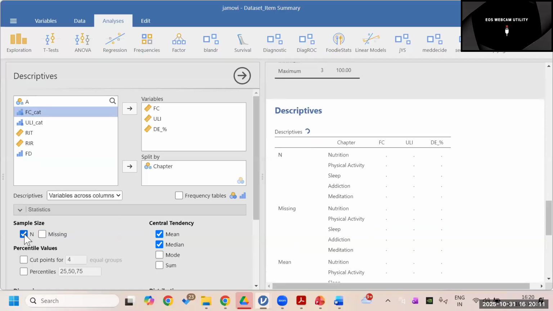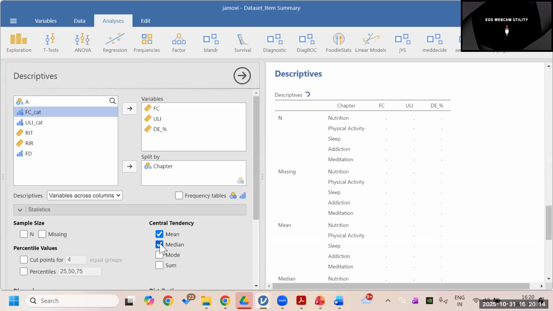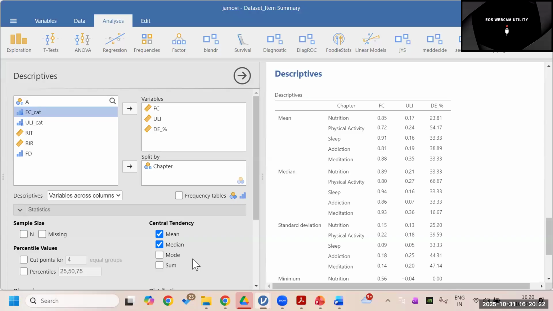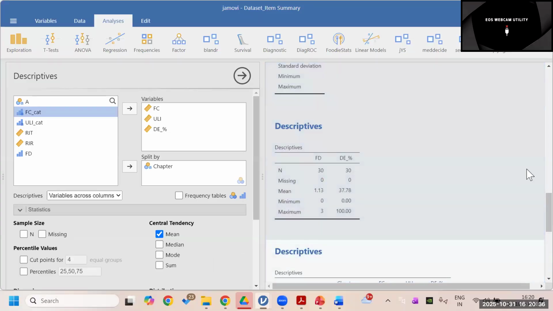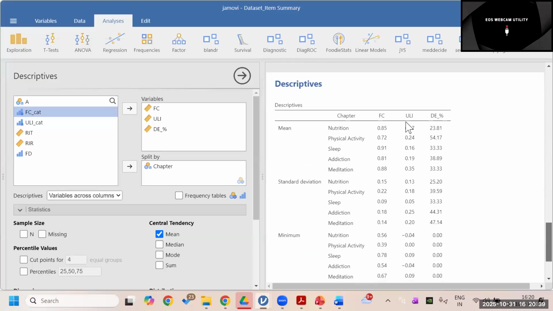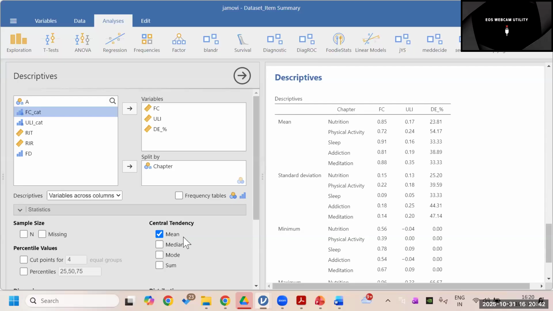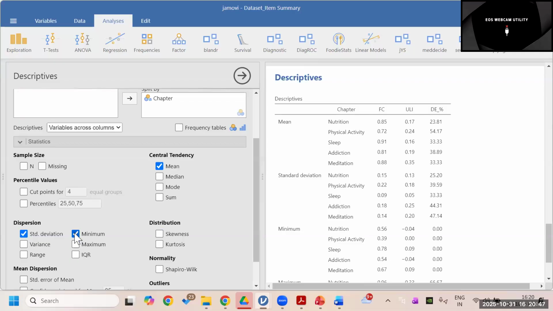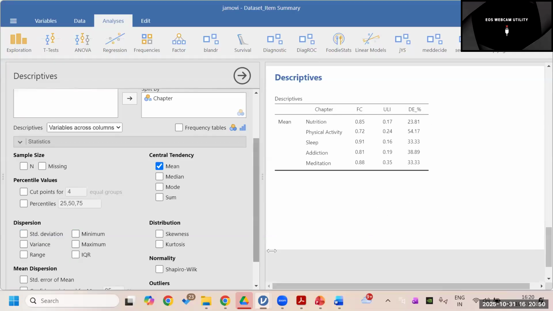And you can uncheck this, because you can uncheck the median also. So these are the mean, chapter wise. Why is the standard deviation coming? I will uncheck all this, because if I only need the mean, then I will uncheck this.